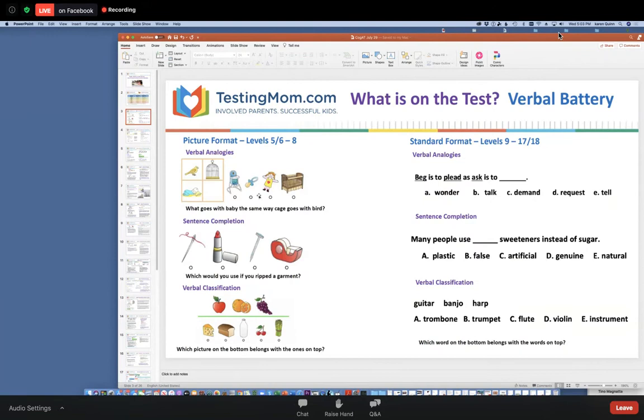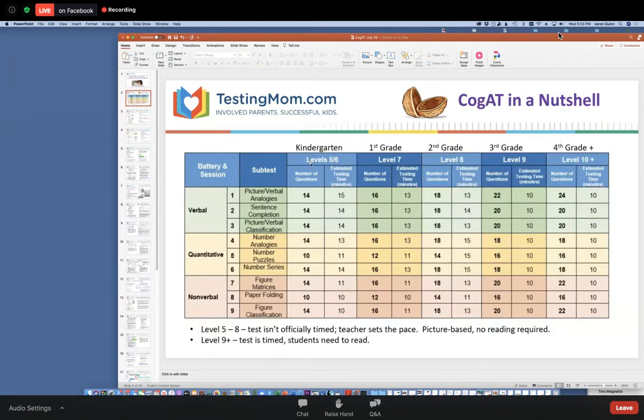This chart kind of shows you, depending on what level your child is at, how many questions are in each subtest, and about how much time children get to take that part of the test. And it changes as it goes up. There's more questions and you get less time. You have to move a little faster as you get older.